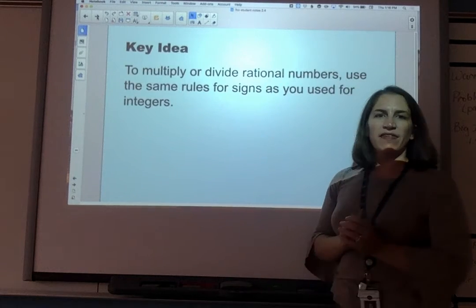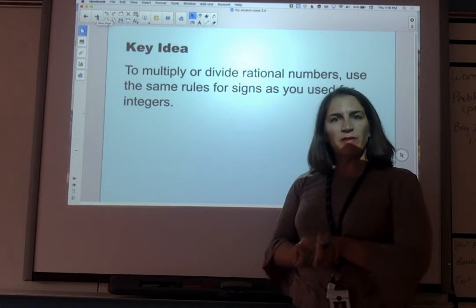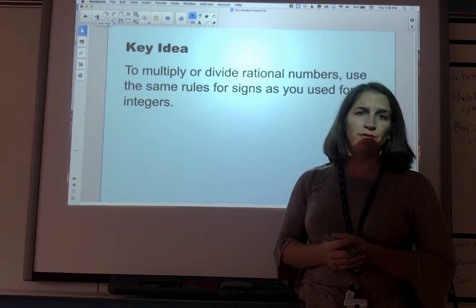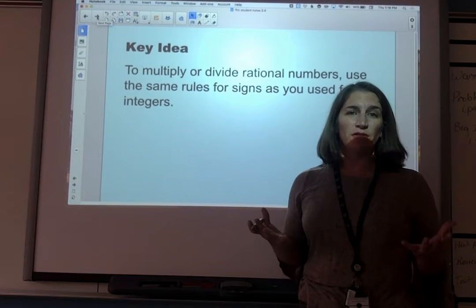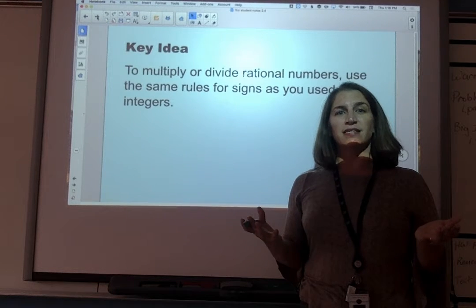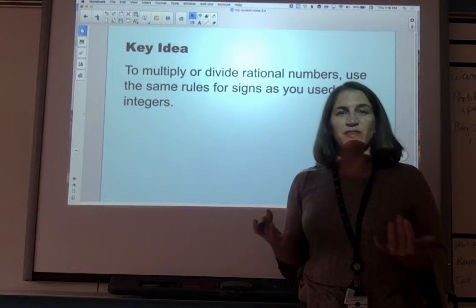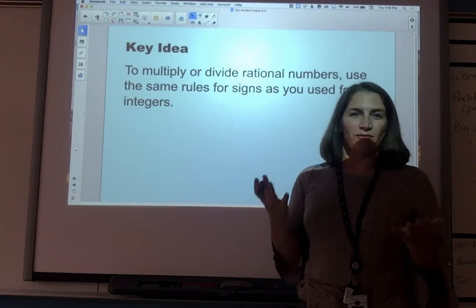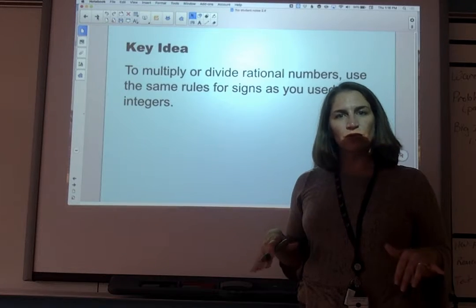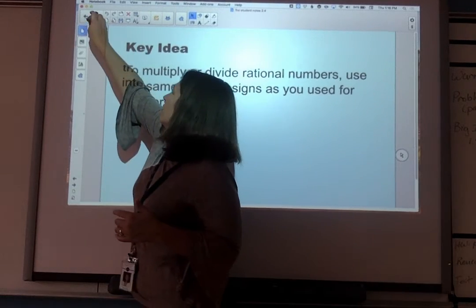So to start, we've got this key idea. To multiply or divide rational numbers, we're going to use the same rules for signs as we did for integers. So we already know all of these rules for multiplying and dividing. Positive times positive is positive. Negative times negative is positive. And if we have one of each, a positive times a negative, it's negative. All of that is still true. We're just going to use some harder numbers now.